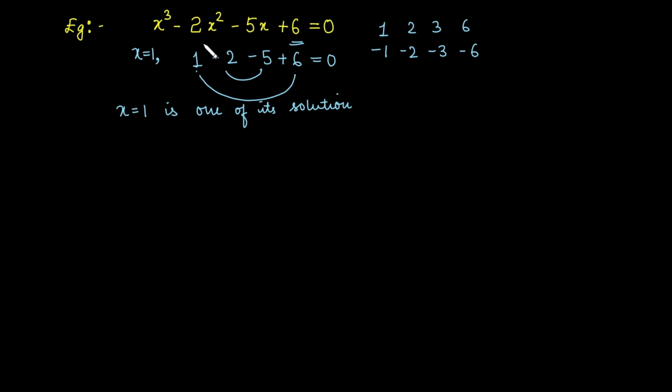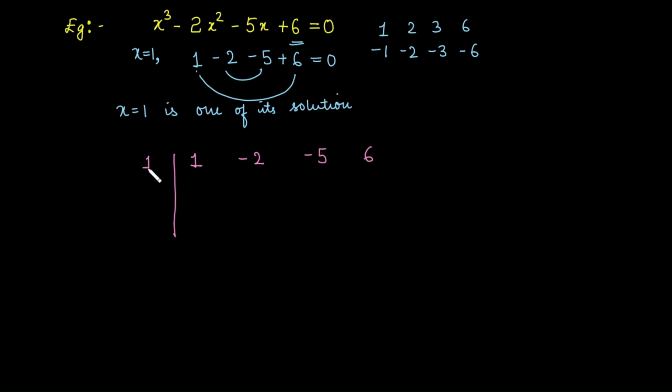Then we will find a quadratic equation with the help of this one. How will you find that? Collect the coefficients starting with the cube. So it is a cubic polynomial, which means we have 4 coefficients. Starting with x cube, the coefficient of x cube is 1. The coefficient of x square is minus 2. The coefficient of x is minus 5. And the constant term is 6.